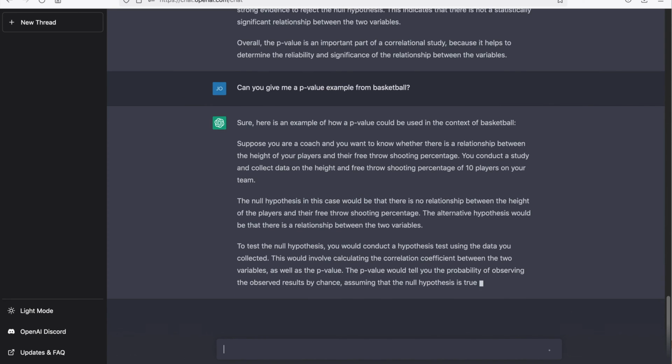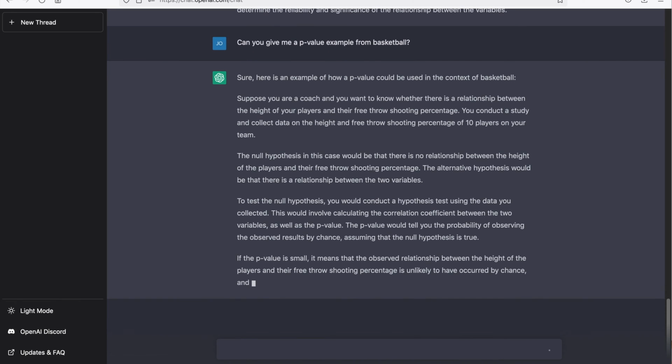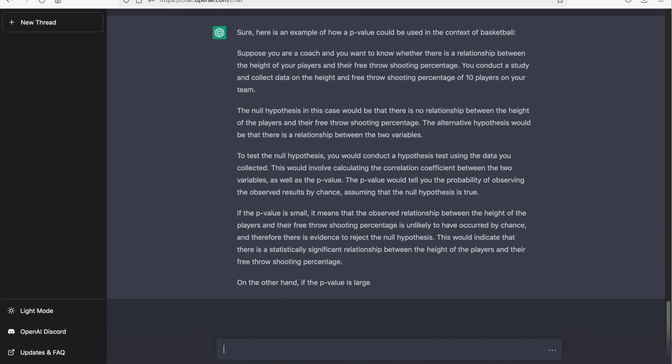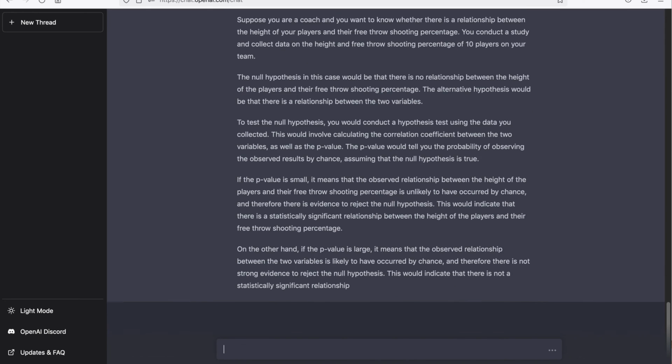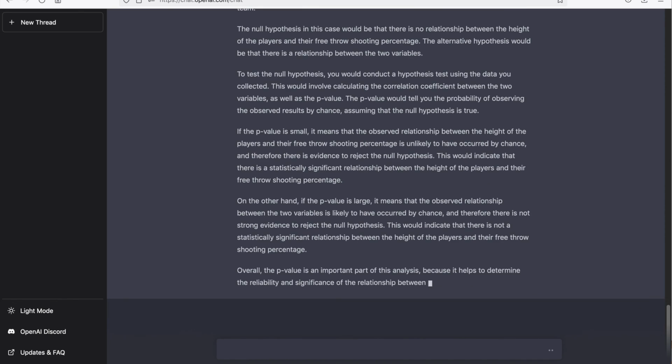This does not replace the teacher. This does not replace direct instruction. This is not replacing problem solving. All this is doing is helping me clarify understandings and develop a better conceptual understanding of something like p-value. And now it's giving me a very specific example of p-value in basketball.